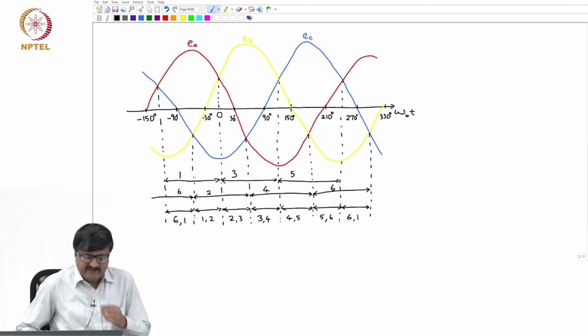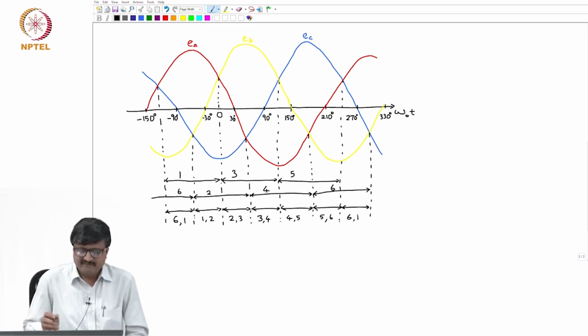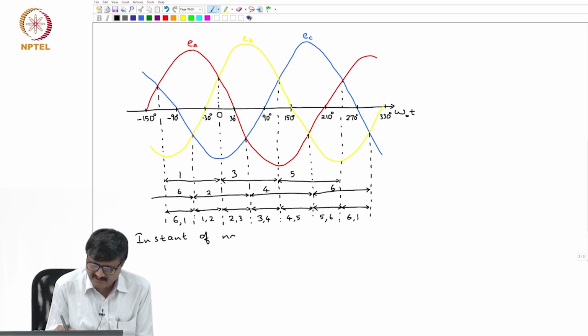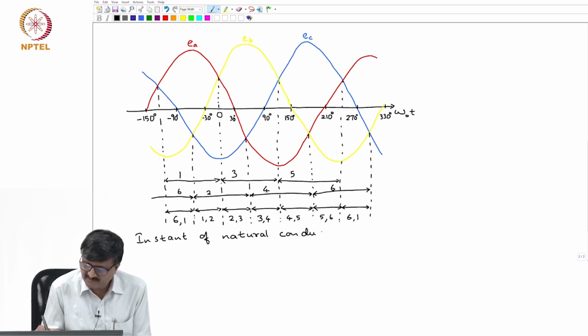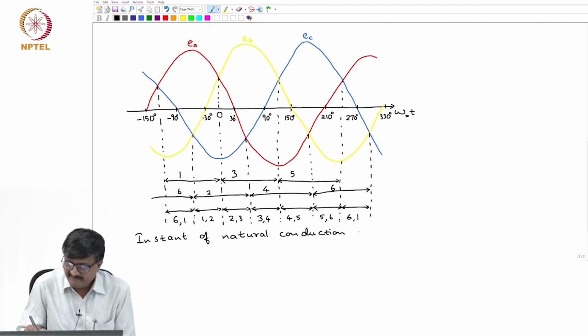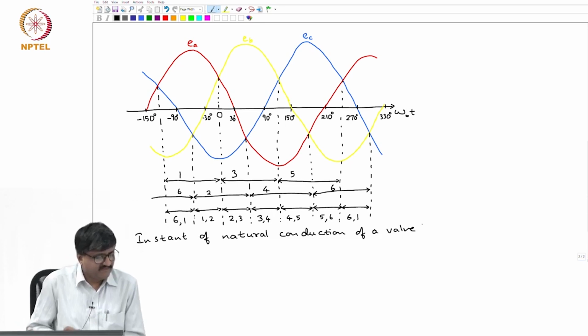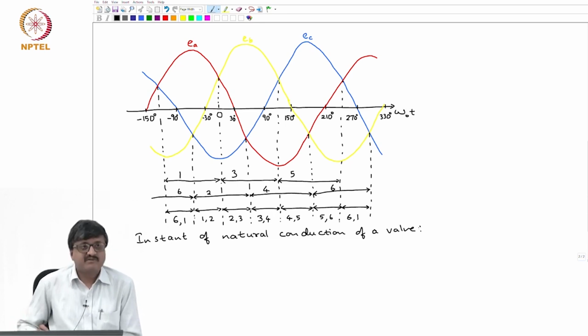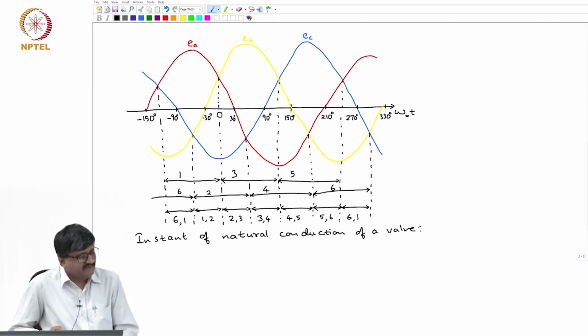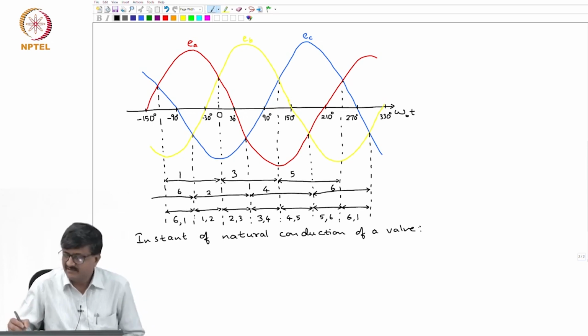Now, we define one thing which is called the instant of natural conduction. Now, this is a quantity which is defined for any valve, any of the 6 valves. So, the instant of natural conduction of a valve. So, what is this instant of natural conduction of a valve? It means the instant at which the valve starts conducting if the gate current is continuously applied. So, that is the definition.